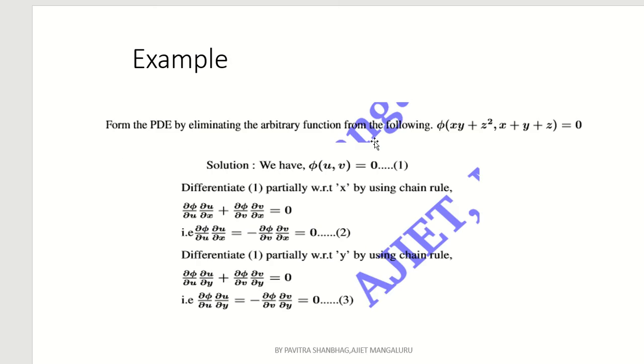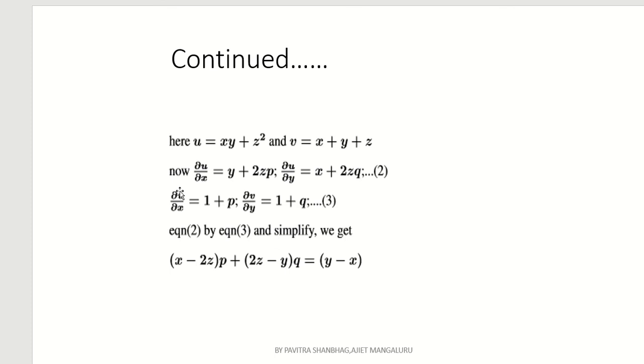Look into the given problem. Phi of u comma v, you have to compare. What is u? xy plus z square. What is v? x plus y plus z. So here u equals xy plus z square, and v equals x plus y plus z. Here we want ux by uy and vx by vy. That is nothing but differentiate u partially with respect to x, similarly differentiate u partially with respect to y, similarly differentiate v with respect to x partially, and differentiate v partially with respect to y. Check what you will get. What is dou u by dou x? Differentiate this with respect to x. So here y.